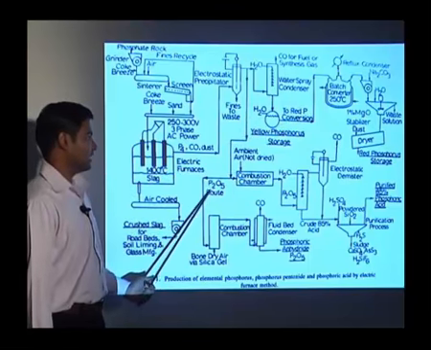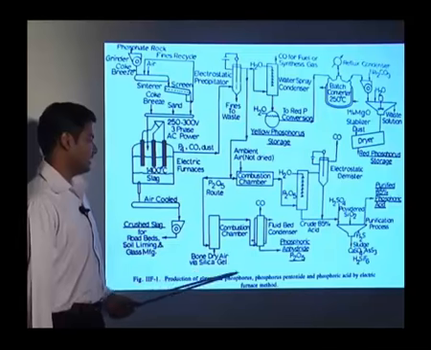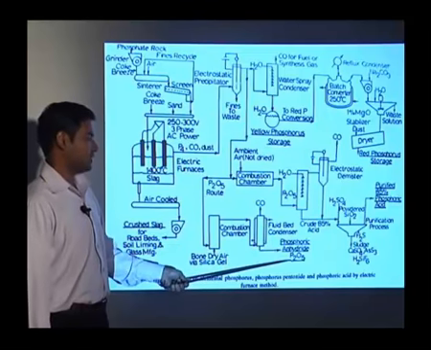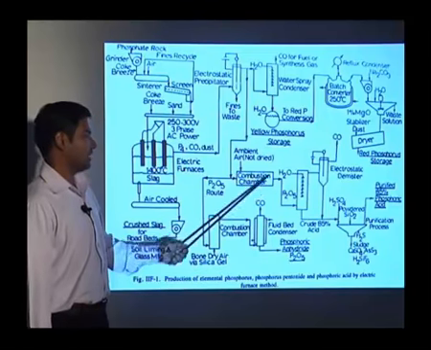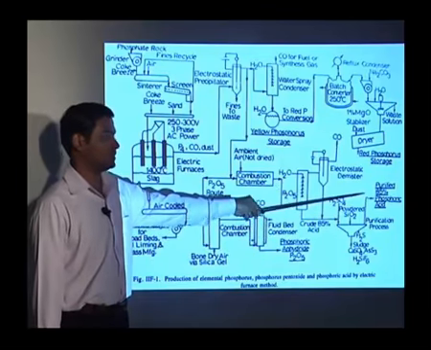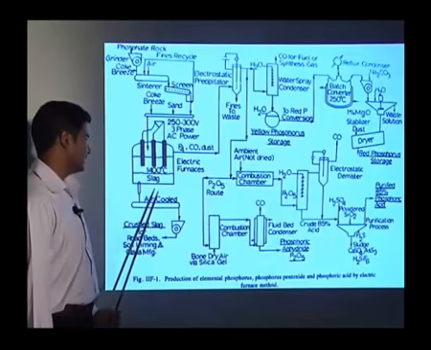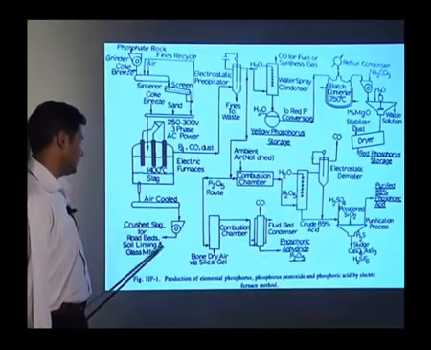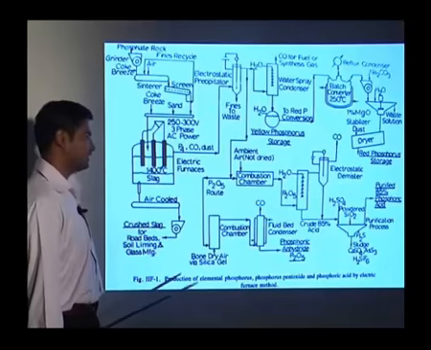Or we can have the phosphorus pentoxide, which we can dry and store as phosphoric anhydride, or we can have the phosphorus pentoxide converted to phosphoric acid and store it as 85% phosphoric acid. The slag we can use for road beds, soil liming, and glass manufacturing.